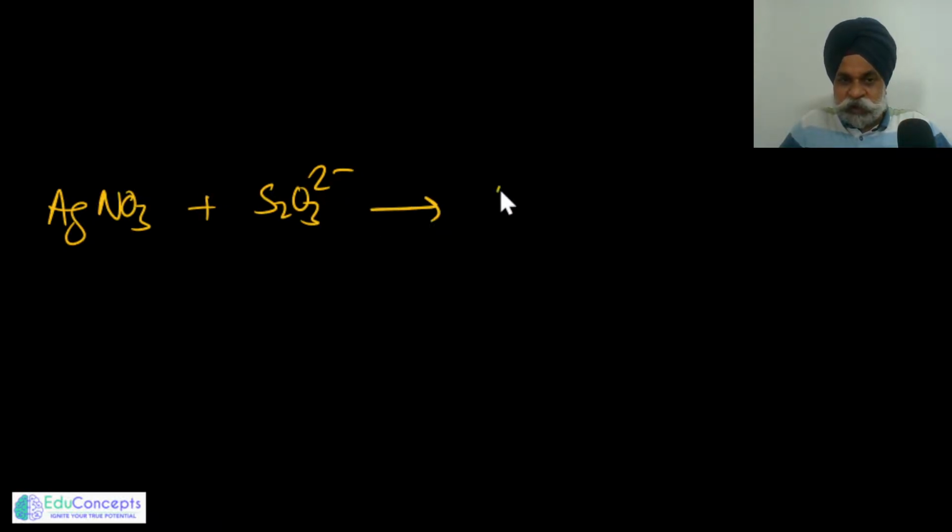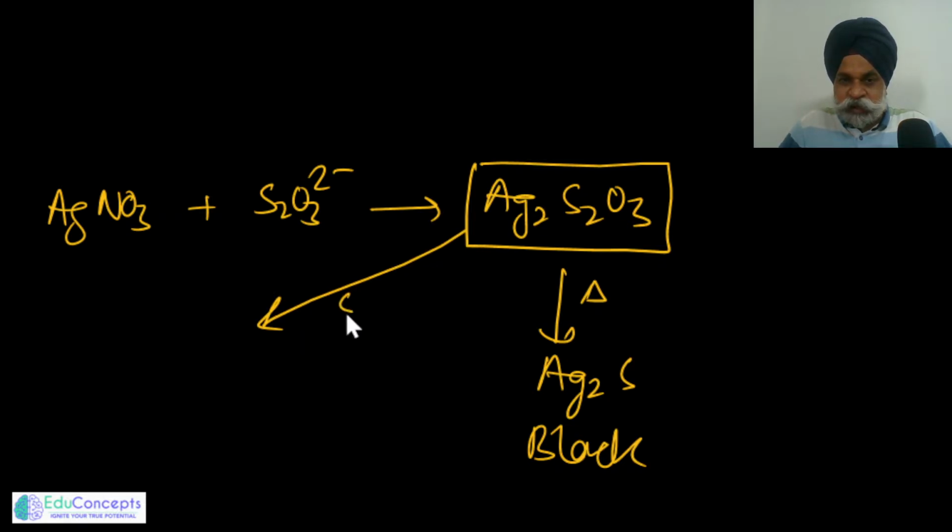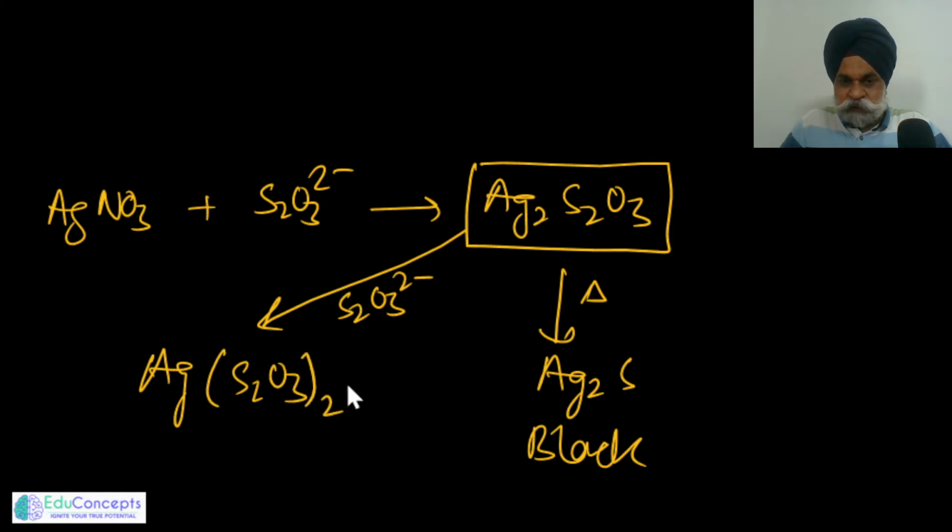and then if you treat it with silver nitrate, what would happen? Silver nitrate, when treated with thiosulfate ion, you happen to get this precipitate, which on heating would change into Ag2S, which is a black precipitate. And if you add excess of thiosulfate ion, this makes a soluble clear solution of this type.